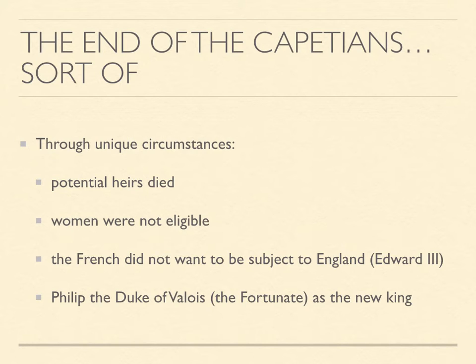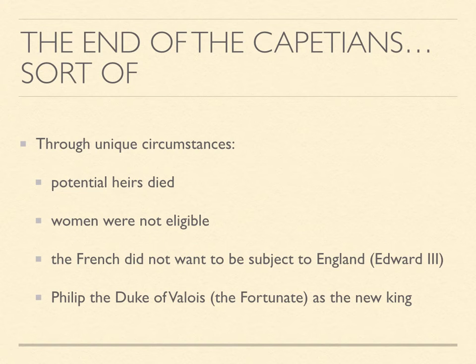So the French did not want to have anything to do with England, and they did everything possible to find somebody else. Finally, they did find somebody who wasn't that far removed. He was the son of the brother of the king, so basically a nephew. So Philip, Duke of Valois, called Philip the Fortunate because he was not meant to be king, becomes the new king of France.